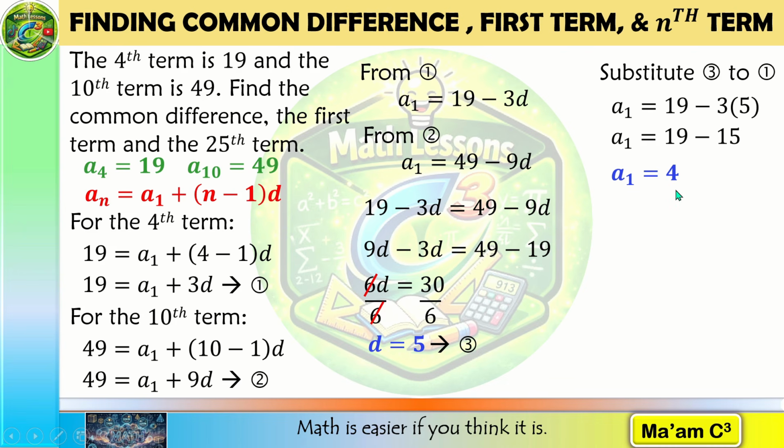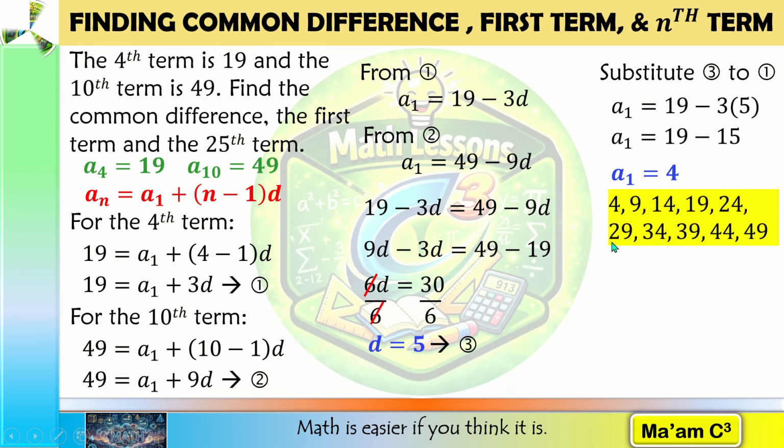Let us verify our answer. I'm going to enumerate the sequence starting from the first term up to the 10th term. If the 10th term is indeed 49, then our answers are correct. So we have 4, 9, 14, 19, 24, 29, 34, 39, 44, 49. The difference from one term to another is 5. 1, 2, 3, 4, 5, 6, 7, 8, 9, 10. Indeed, the 10th term is 49. So our answers are correct.